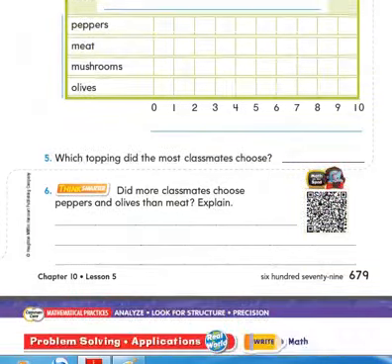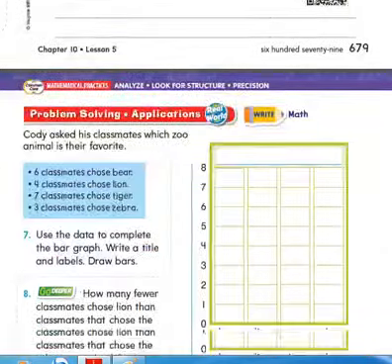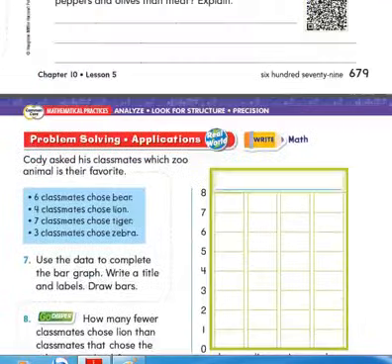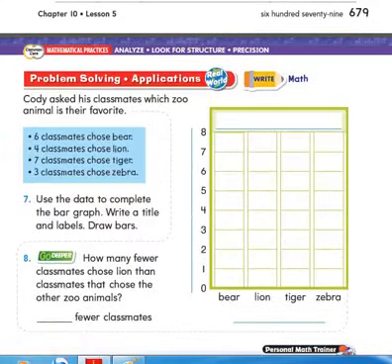Now at page 680, we have here another bar graph. Cody asked his classmates which zoo animal is their favorite. 6 classmates choose bear, 4 classmates choose lion, 7 classmates choose tiger, 3 classmates choose zebra. So we have to put the title and the label scale and the label category and draw the bars.